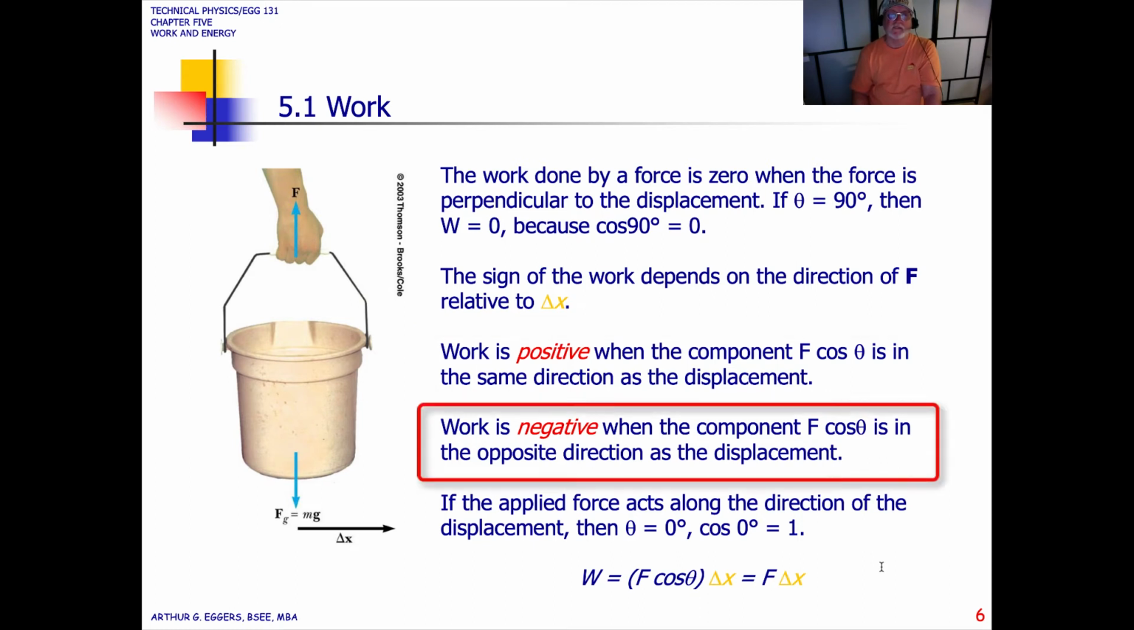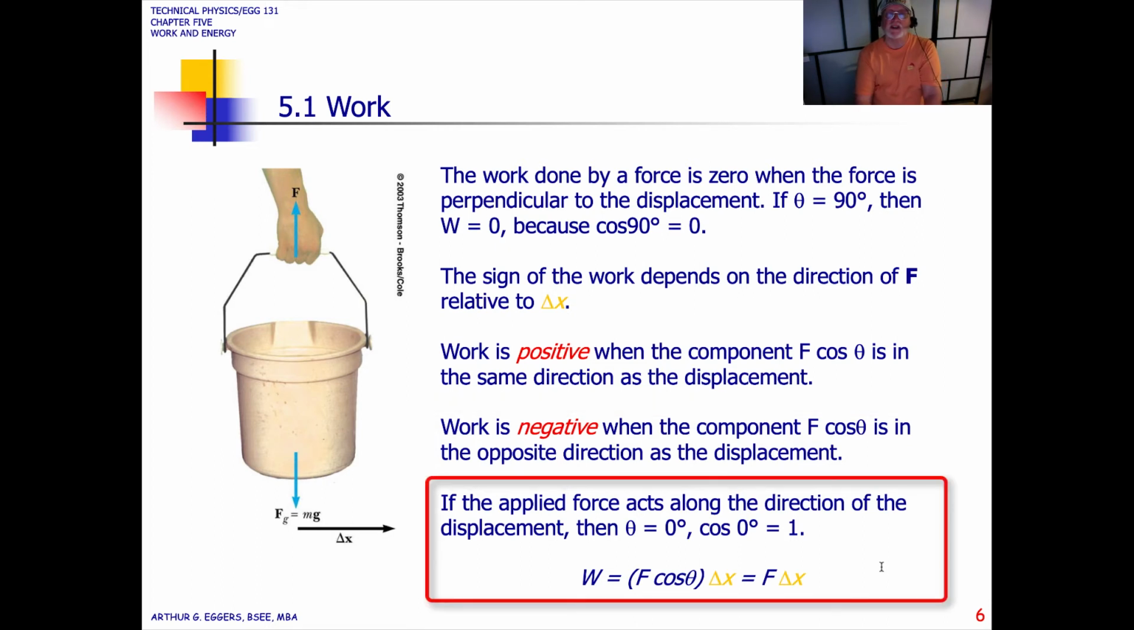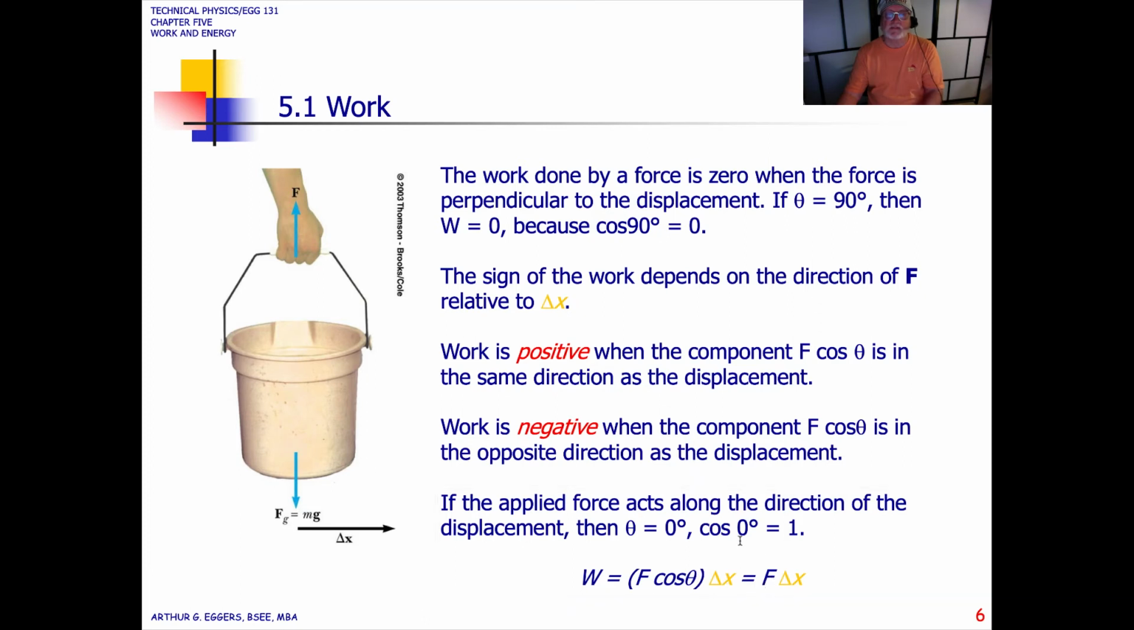Work is negative when the component force cosine theta is in the opposite direction as the displacement. So if the applied force acts along the direction of the displacement, then theta is equal to 0 because there's no angle being made, and the cosine of theta 0 is 1. You've got unity with it. So that definition, work is equal to force cosine theta times the distance, is equal to force times distance, because in this case we're talking about the angle being 0.